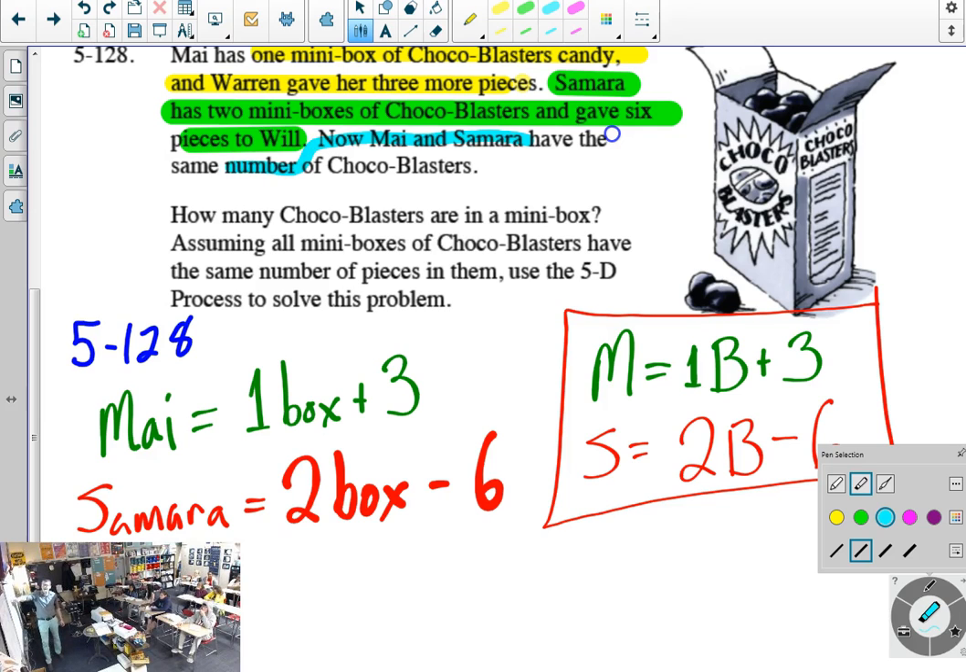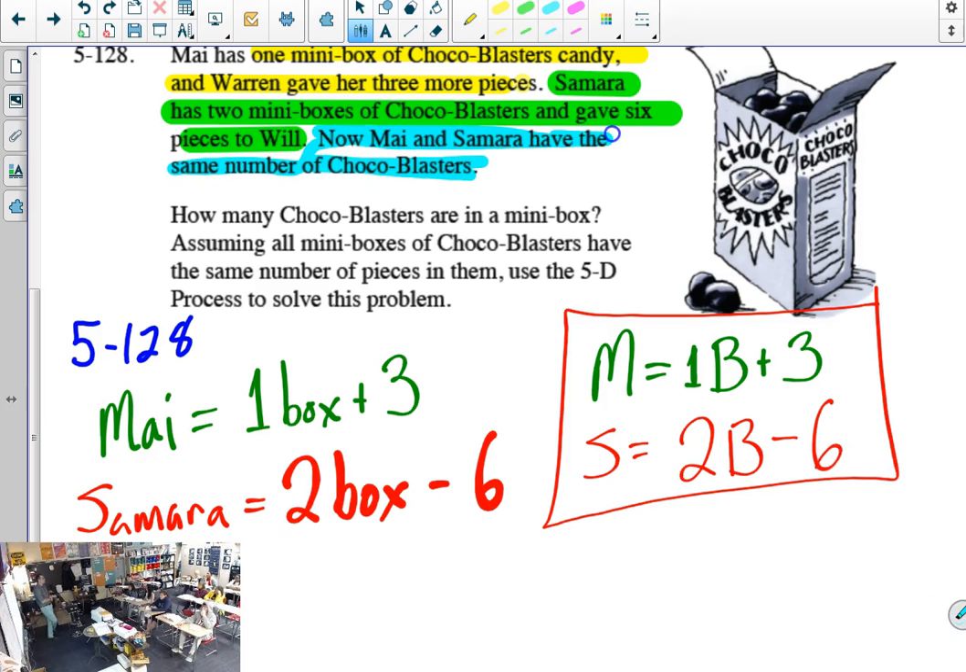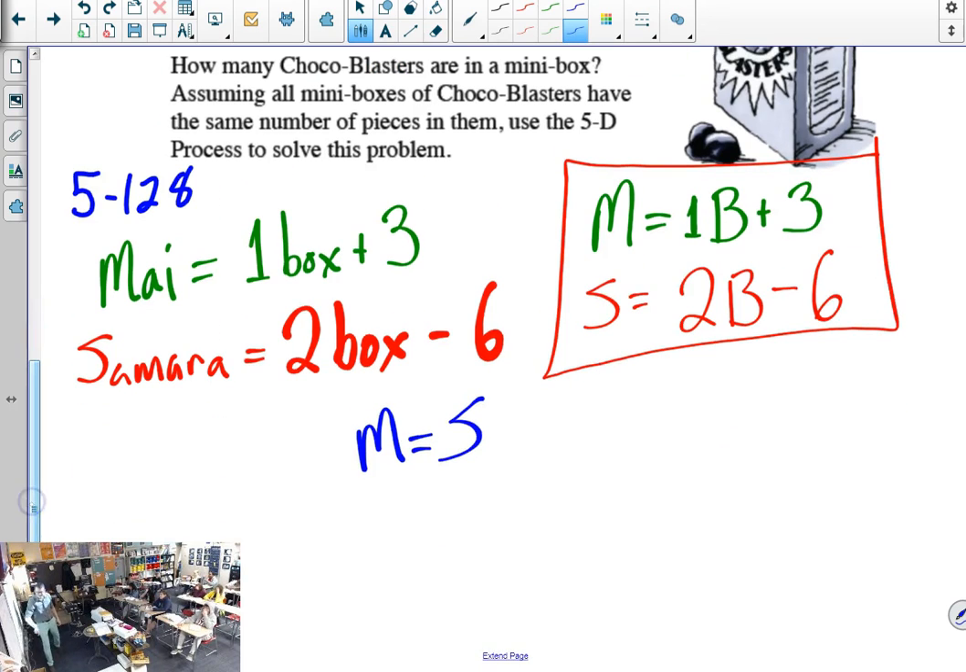Now they have the same number. So what does that mean if we were to write it mathematically? They have the same number. What do we call that in math? Equal. They're equal. So we can say that May is equal to Samara. So we can set that up.